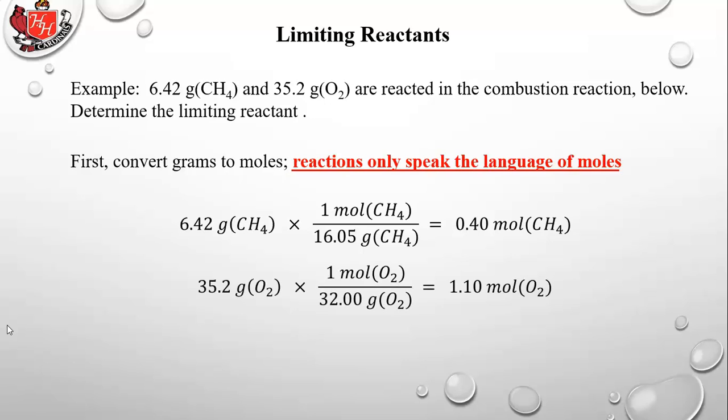For oxygen, we have 35.2 grams of O2. There's the molar mass conversion for O2. So what you have is 1.10 moles of O2. So those are the two numbers we're going to use in the chemical reaction: 0.4 moles CH4, 1.10 moles of O2.